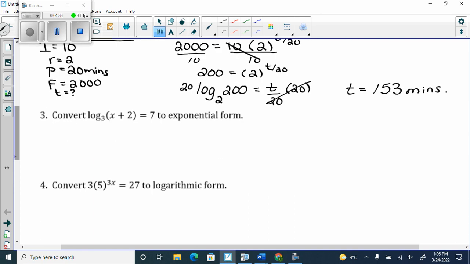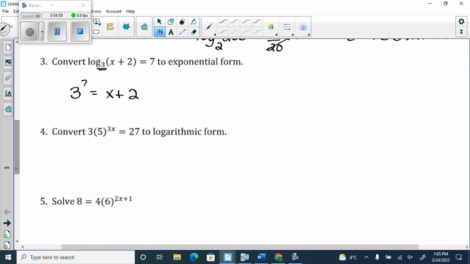We have to convert to exponential form. How many pieces do we have to convert to exponential? 3. How many do we have? 3. So we can convert right to exponential. The base of my log becomes the base of my exponent, which means I need an exponent. What's my exponent? 7, and it equals x plus 2. It didn't ask me to solve, it just asked me to convert. I'm done.